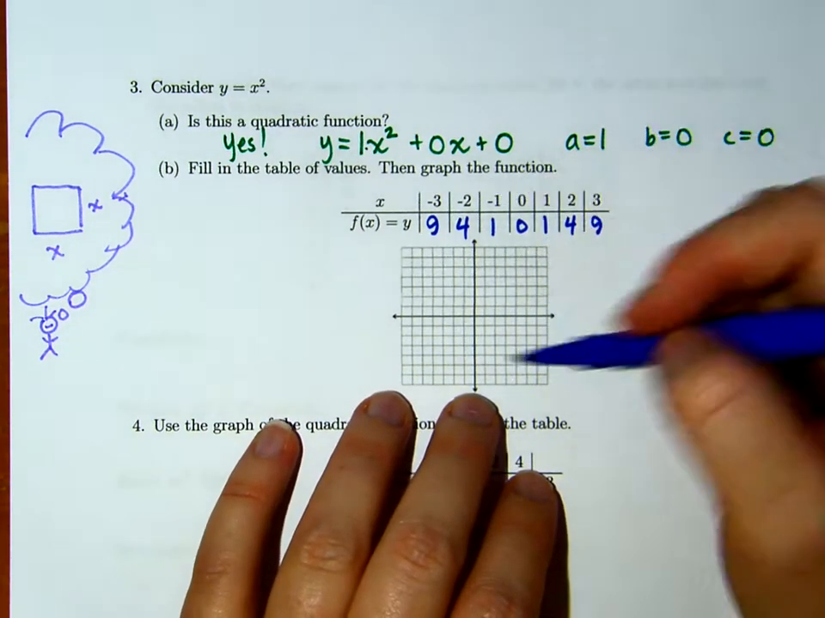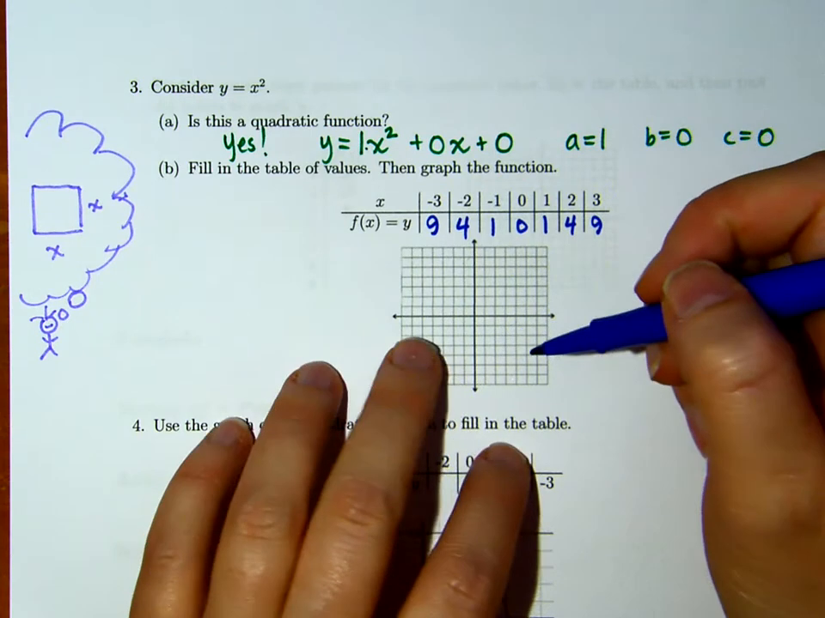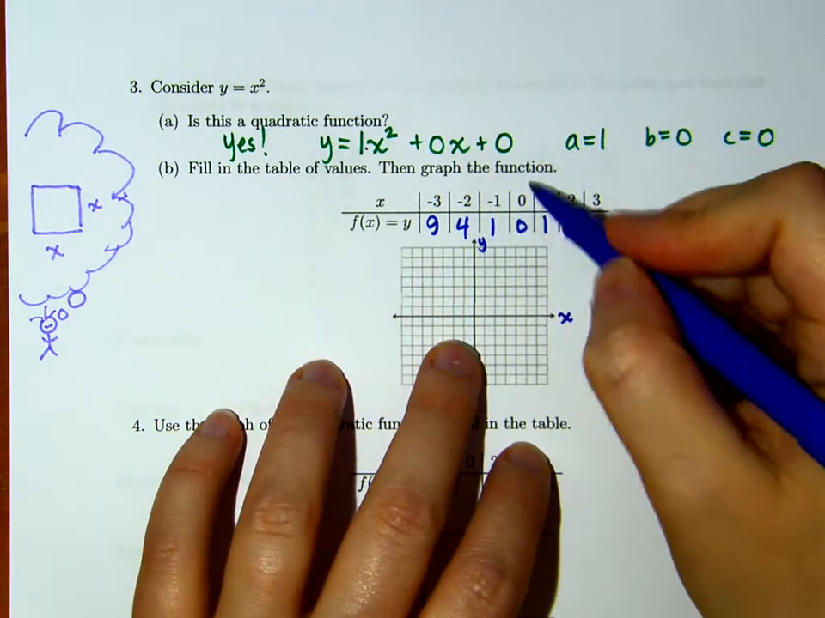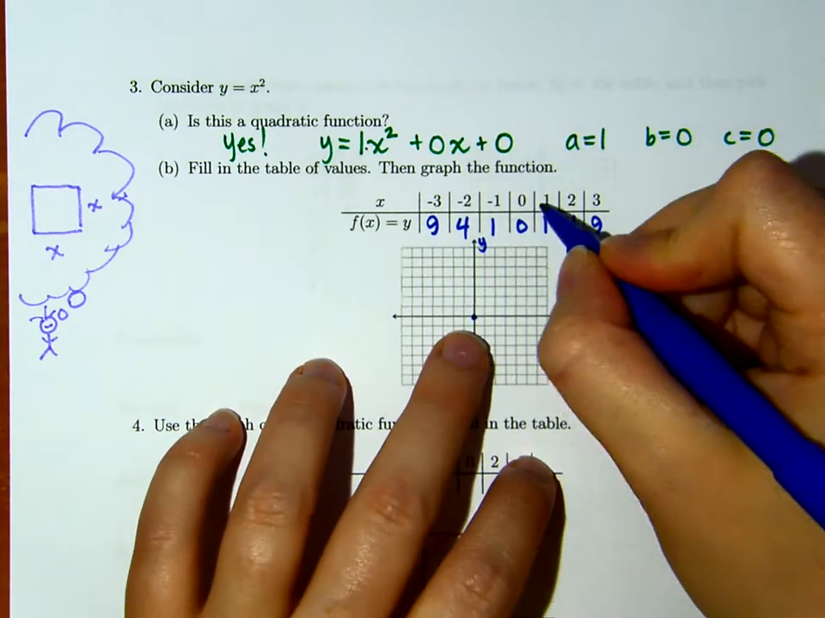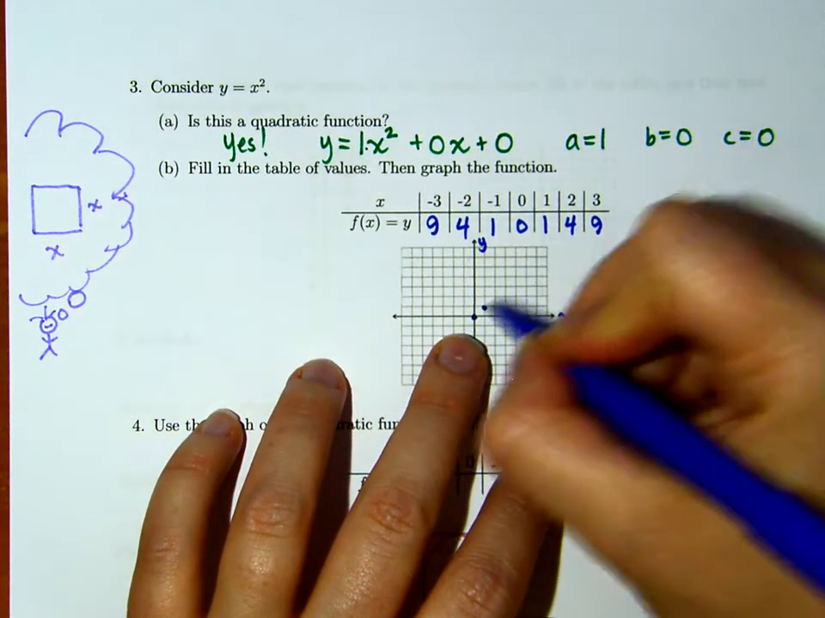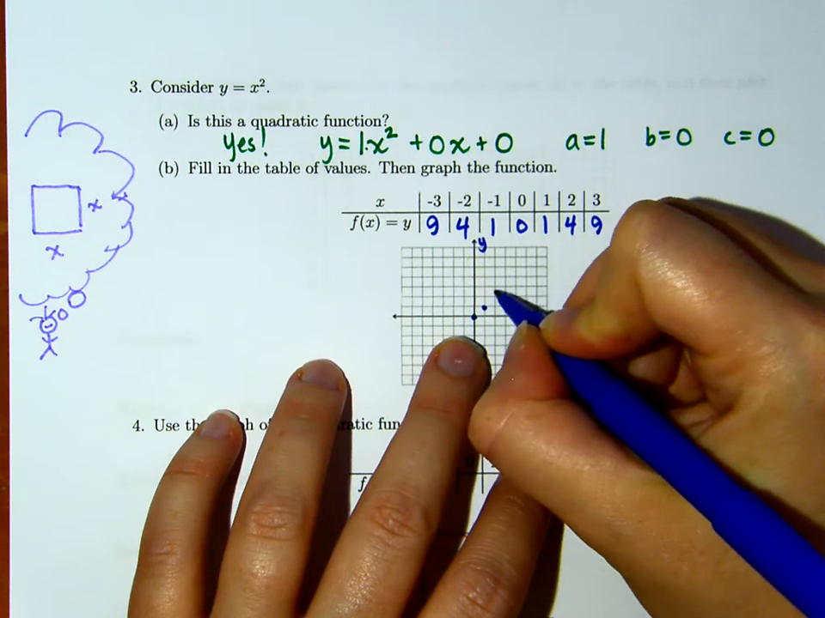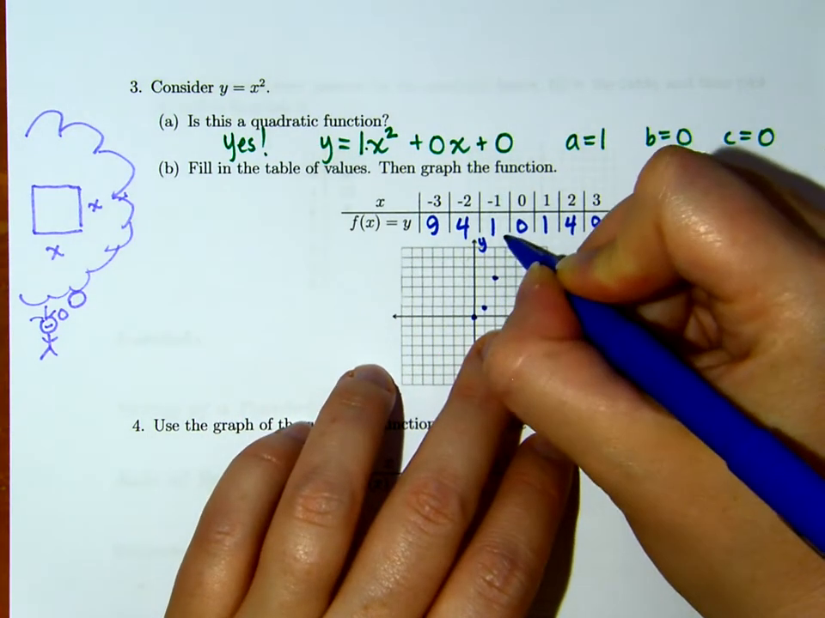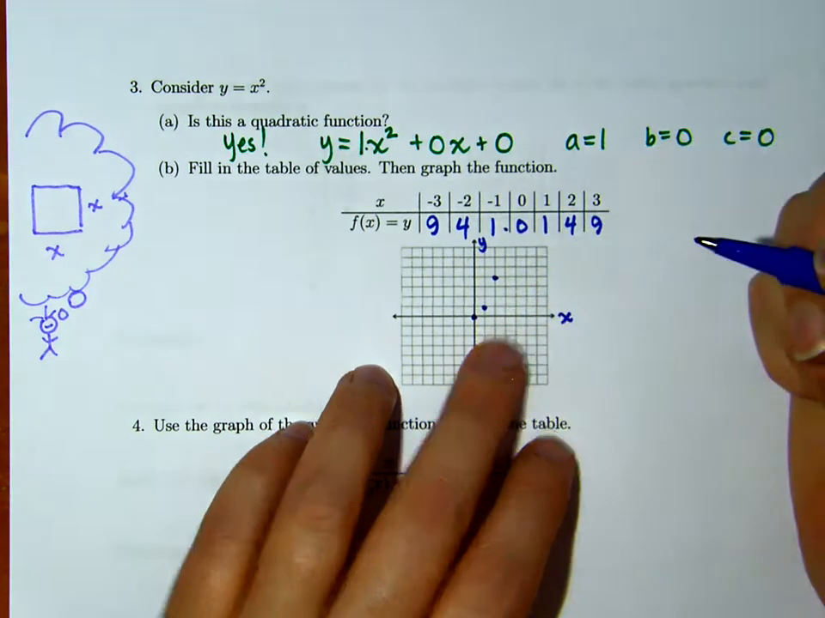Anyway, graph this function. I'm going to call this my x-axis and this my y-axis, and I have 0, 0. I have 1, 1. I have 2, 4. And 3, 9 is above. It's up here.